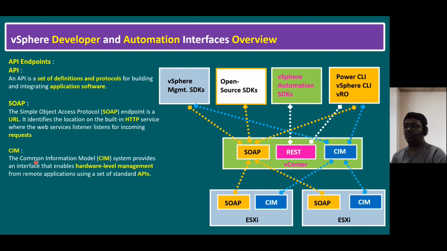And CIM, Common Information Model, a system that provides an interface that enables hardware level management from remote applications using a set of standard APIs. Mainly the CIM is specifically used for hardware level monitoring.